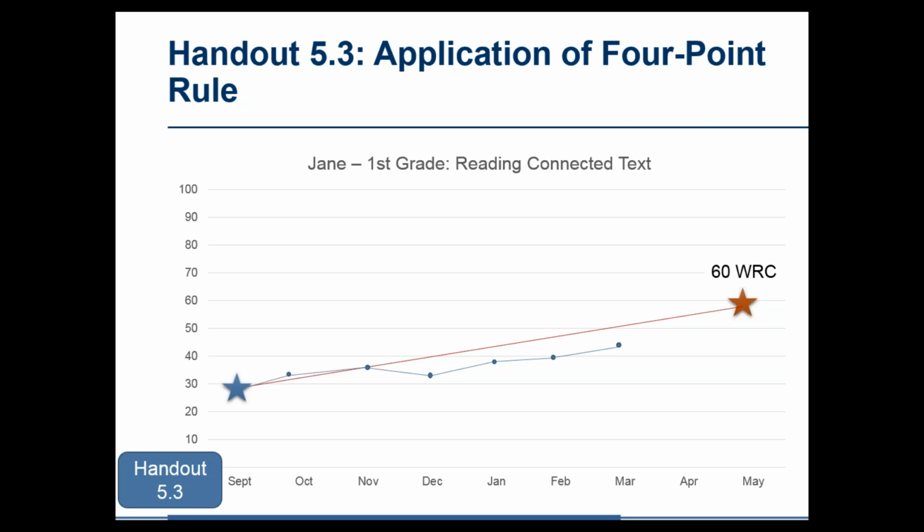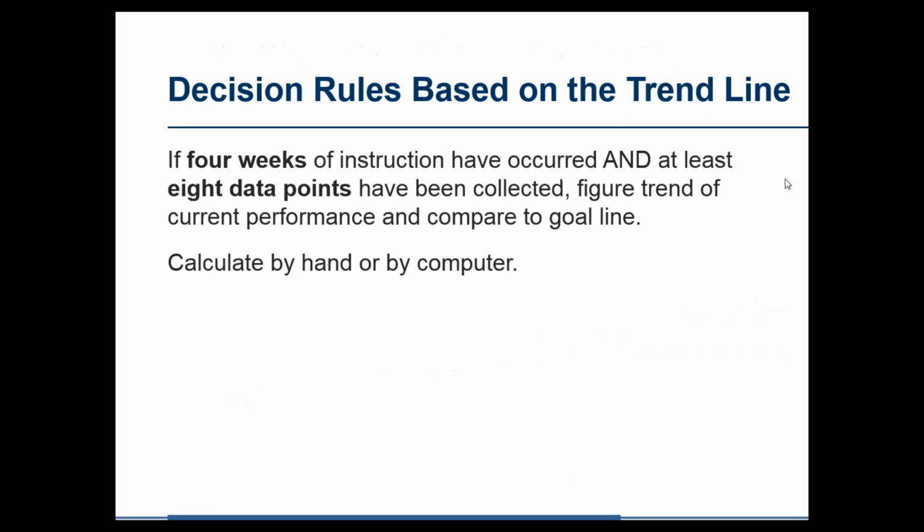Using the 4-point rule, we notice that the last 4 consecutive points are below the goal line. The team agrees that she is not responding to the intervention. The team will need to make a change to the intervention to ensure that she meets her goal by May.